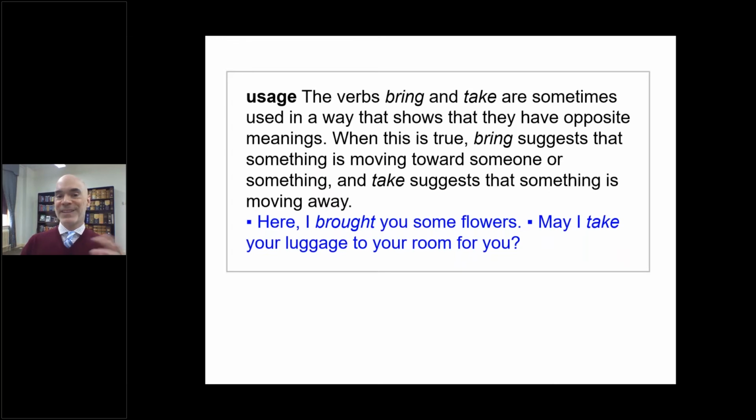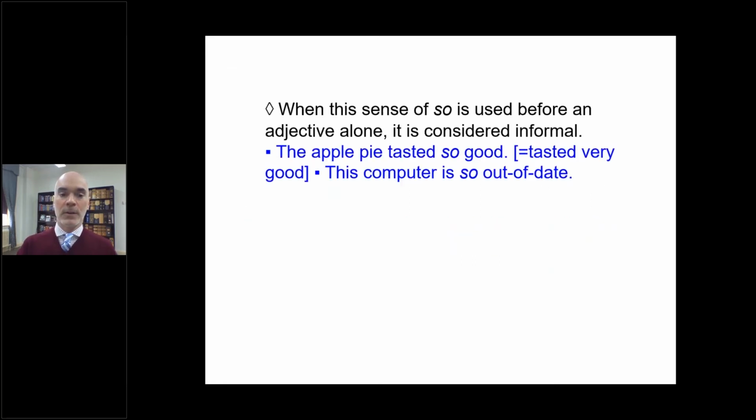Bring and take. This is a constant controversy in English. You know, I brought you some flowers. Can I take the... one has to do with coming toward and one has to do with moving away. Again, it's not really the way the semantics work, but it is the way the usage is often used.